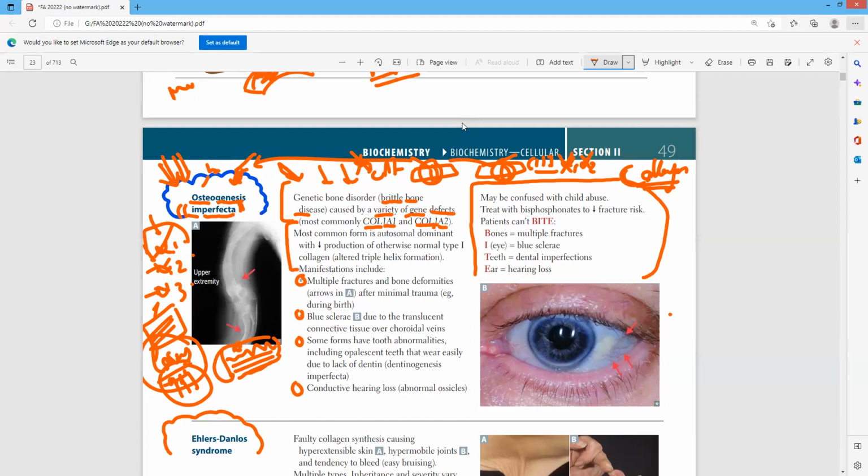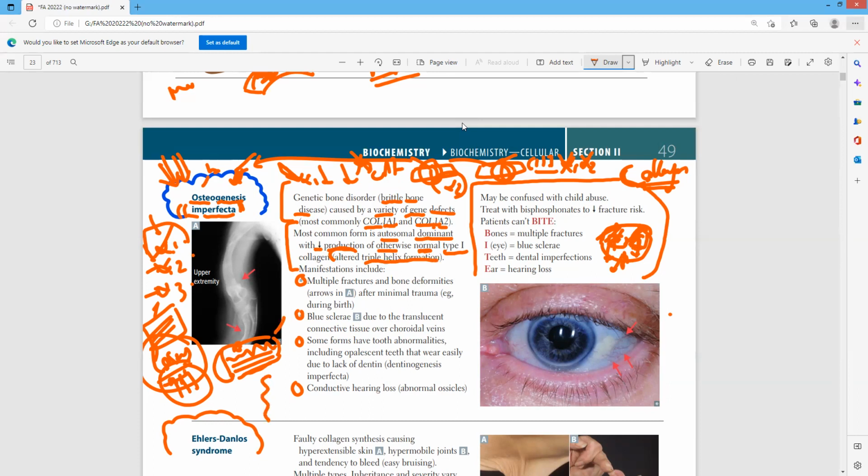This is alpha 1 and this is alpha 2. This is the most common form. The most common form is autosomal dominant, where you need only one mutation from mama or dada for the disease to show in the new generation. Unlike autosomal recessive, which needs the mutation of both genes, from mama and dada, on both homologous chromosomes. There is decreased production of otherwise normal type 1 collagen, with altered triple helix formation.